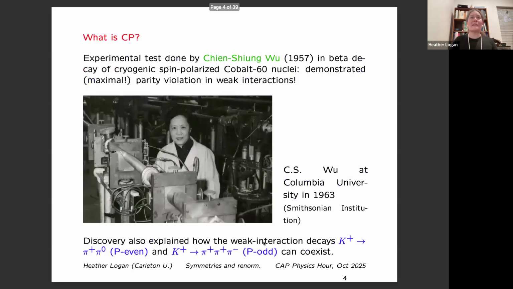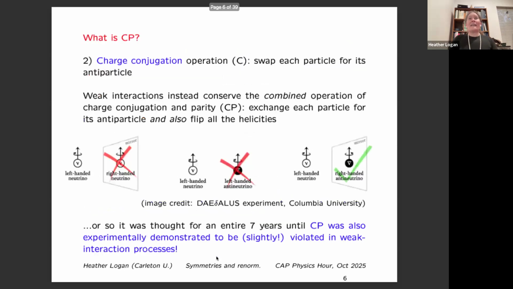Right, and that resolves the puzzle because it tells you there's just 1 particle. It's just that parity is not conserved. So some of the time it decays into 2 pions and some of the time it decays into 3 pions, right? Okay, so that's parity. That's the P part of CP.